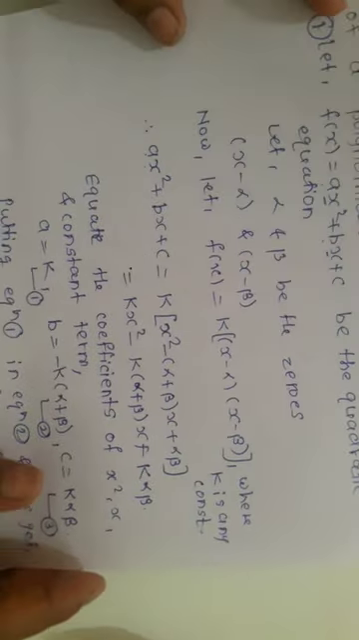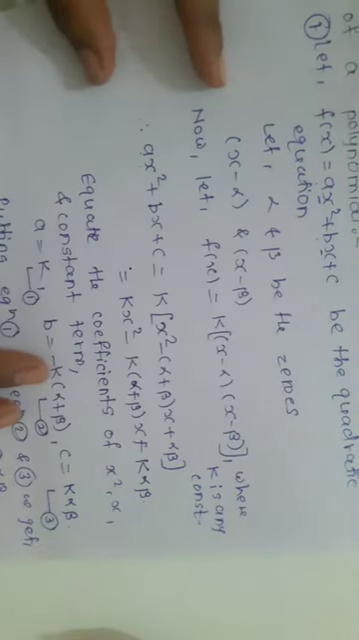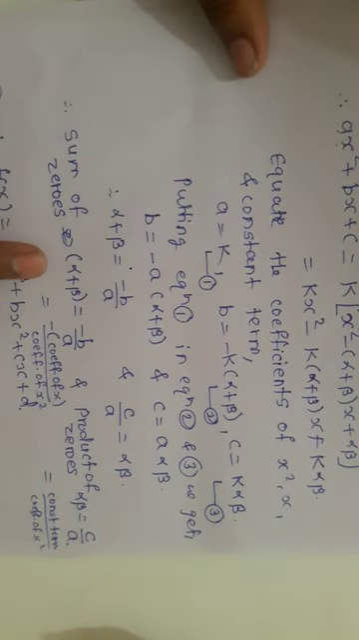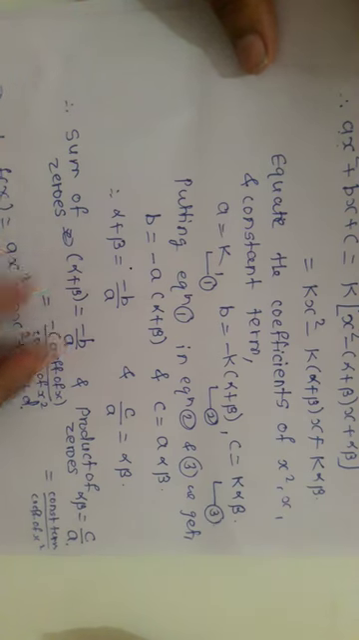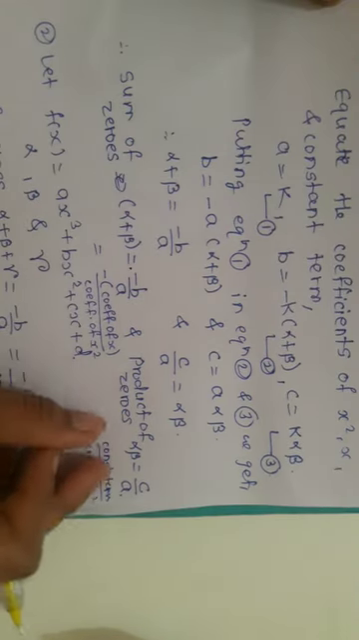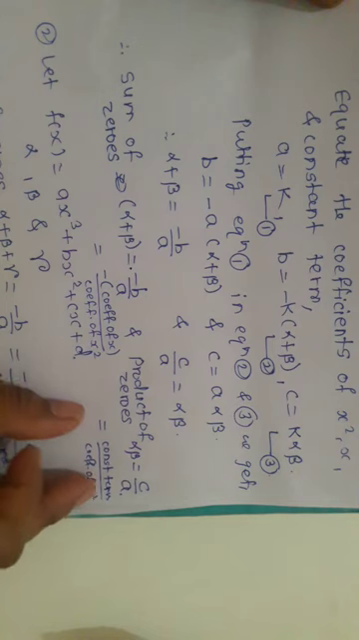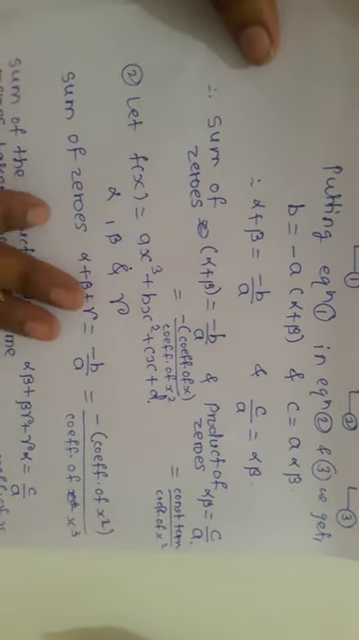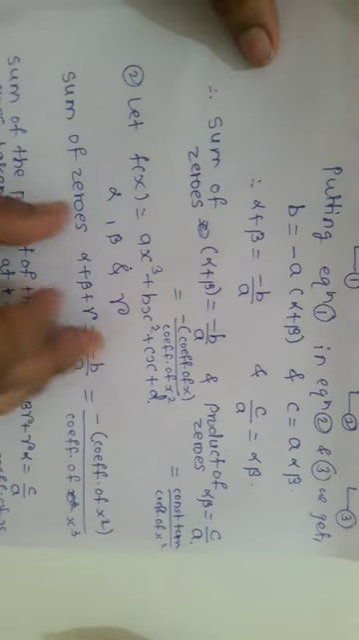If we have to check the relation between zeros and coefficient of quadratic polynomial, then we have to check sum of zeros alpha plus beta is equal to minus b upon A. These two sides must be equal, and product of zeros alpha into beta is equal to C upon A. Again these two sides become equal.